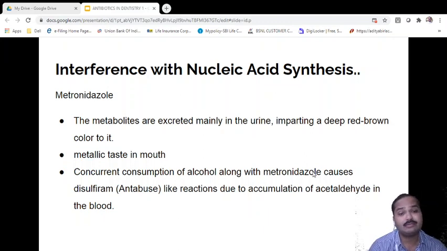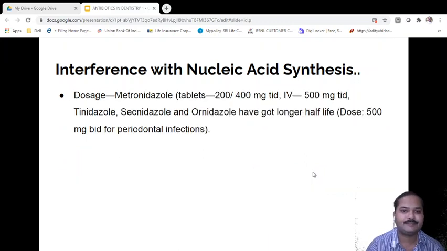Concurrent consumption of alcohol with metronidazole will cause a disulfiram-like or Antabuse reaction due to accumulation of acetaldehyde in the blood. So we have to again be very careful. Just like in the case of cephalosporins, a disulfiram reaction can be seen with metronidazole, very commonly. The dosage of metronidazole can be 200 to 400 mg TID; IV it may be 500 mg. Tinidazole, secnidazole and ornidazole have longer half-lives, with a dose of 500 mg BID for periodontal infections.